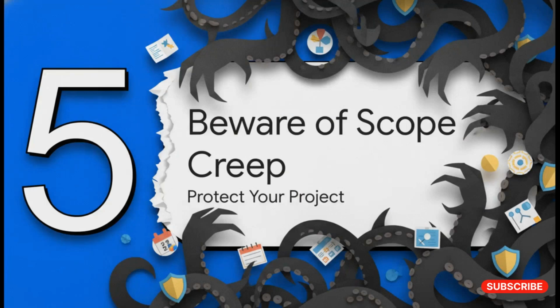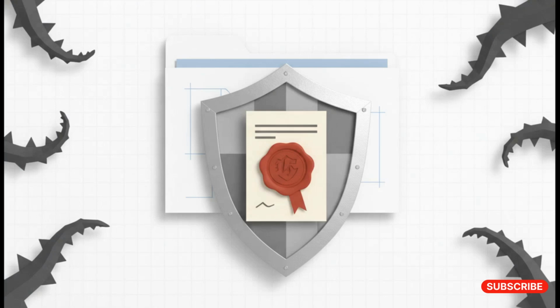And now, Section 5. Beware of scope creep. Protect your project at all costs. We're now entering the final act of our explainer. It is time to introduce the ultimate villain of software development, a monster that every single project manager has to aggressively fight off just to survive. But before this villain can strike, you've got to set up your defenses.